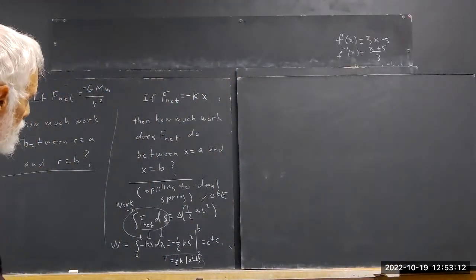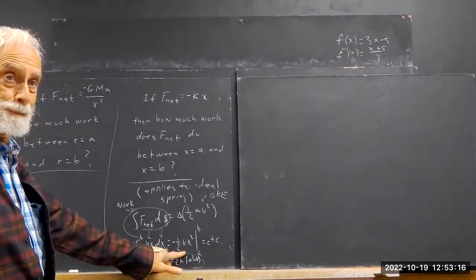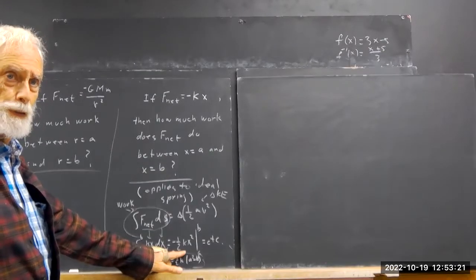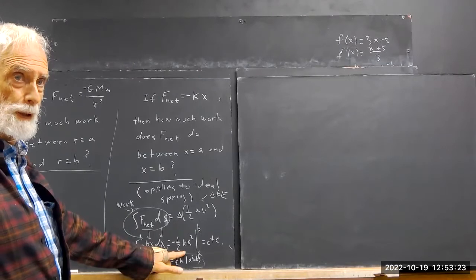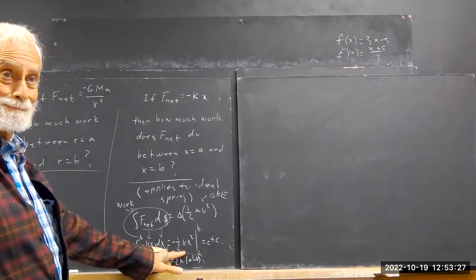So this negative 1/2 kx squared is related to the potential energy of a spring. We'll be more specific about it when we play around with rubber bands and cards.